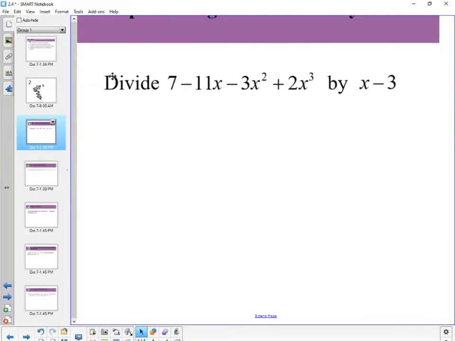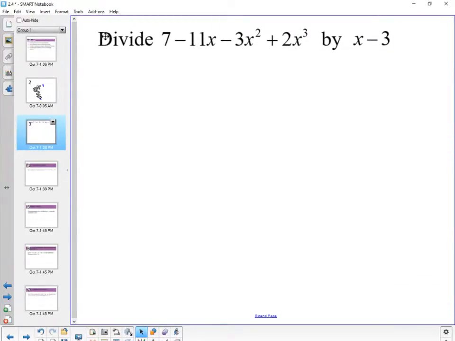So here I have this problem. Now I just want you to watch as I do this problem, and then you can write when I'm done to your heart's content. The first thing that I want to do is make sure that my dividend is going to be in the proper order. So I'm going to rewrite that.